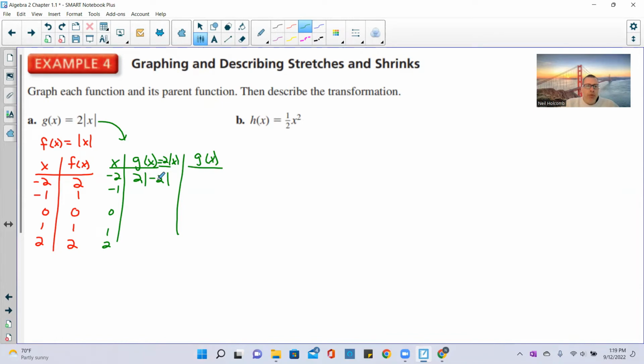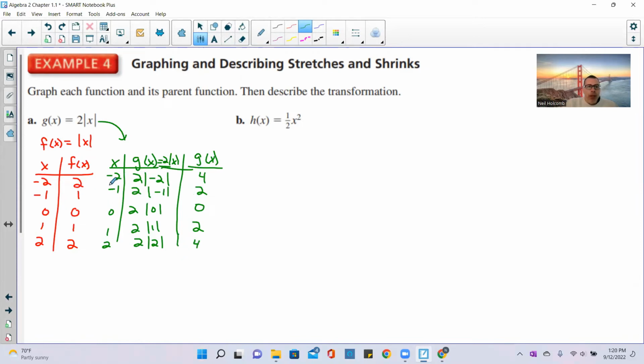Substitute in 2 times the absolute value of -2. Well, the absolute value of -2 is 2, and 2 times 2 is 4. 2 times the absolute value of -1: the absolute value of -1 is 1, times 2 is 2. 2 times the absolute value of 0 is 2 times 0, or 0. Then 2 times the absolute value of 1, which is 1, and 2 times 1 is 2. Finally, 2 times the absolute value of 2, which is 2, and 2 times 2 is 4. So these are the x's over here, and these are the y's we got.